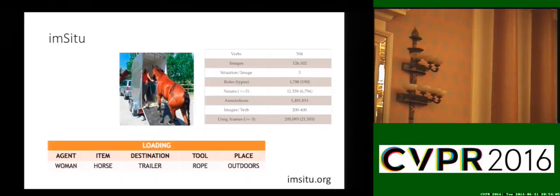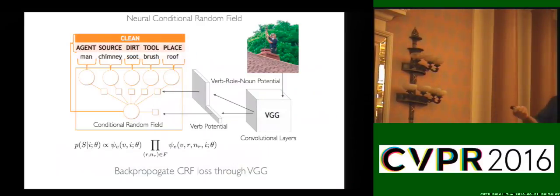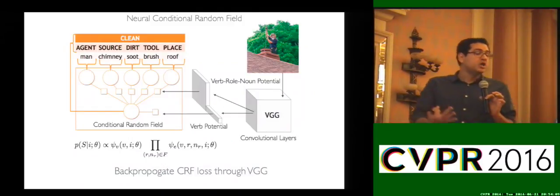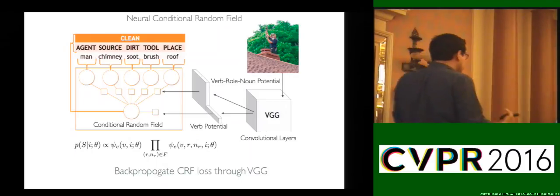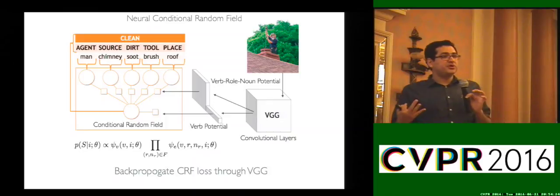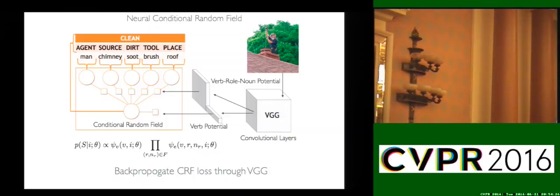Now that I have this data, I can start to try to predict a structured output from an image. What we did was fairly straightforward. You have a deep learner and you put a CRF on top of it. You just need to be careful how to propagate the gradient from the CRF to your network. At the end, what you get is a structured prediction, a joint prediction of all of those verbs, roles, and the values associated with each of those slots.